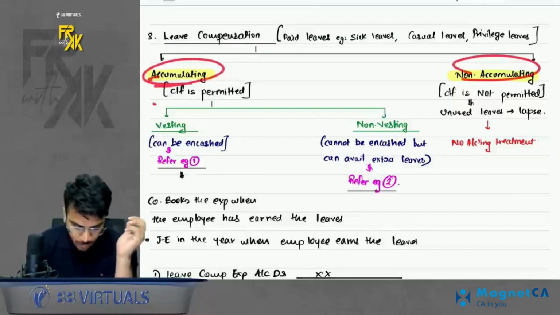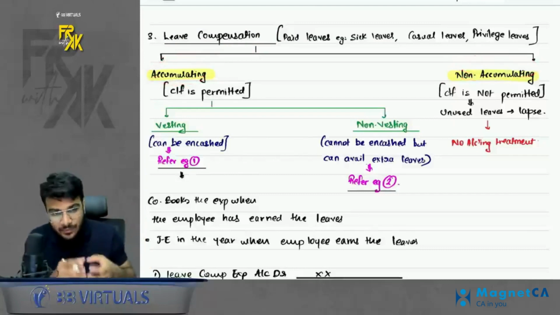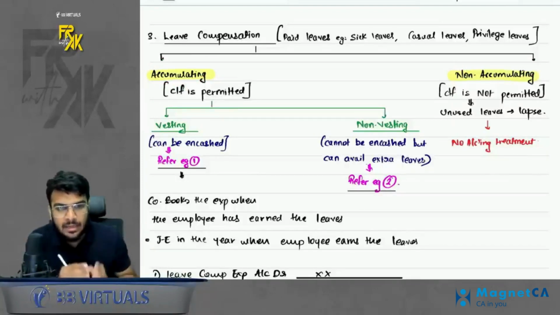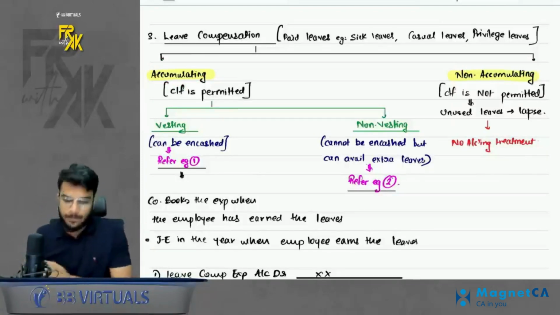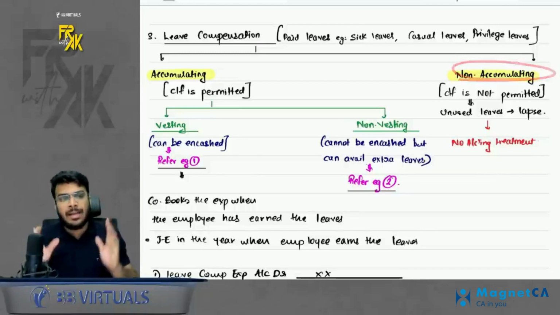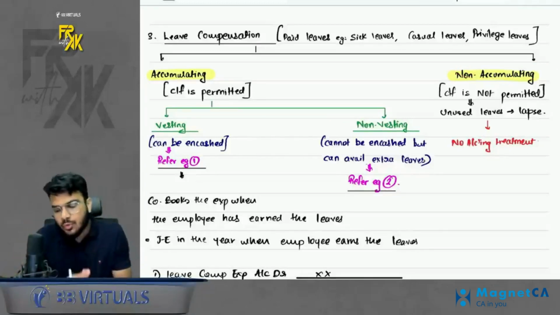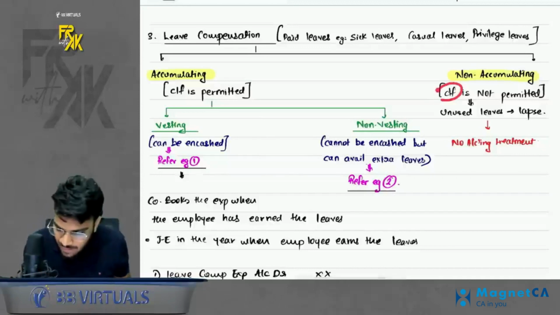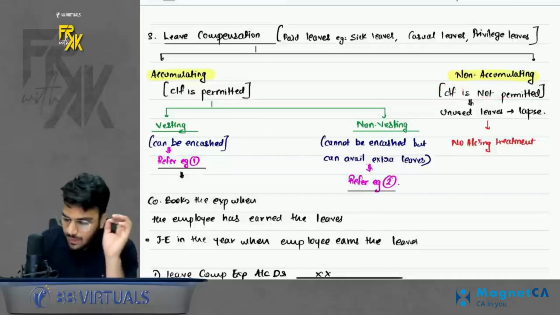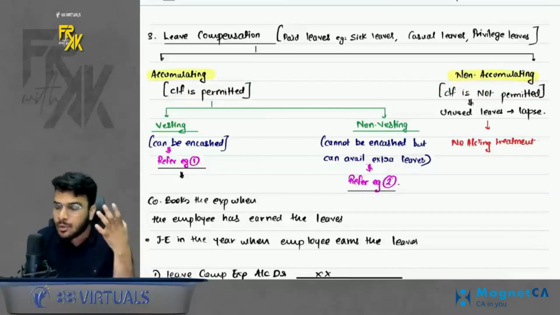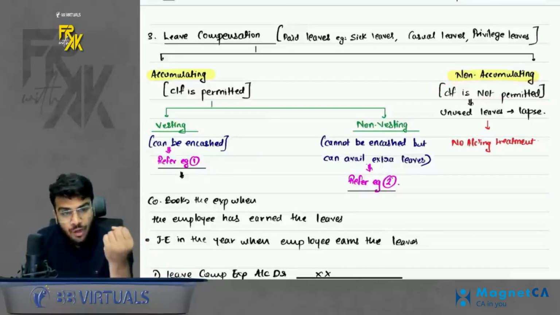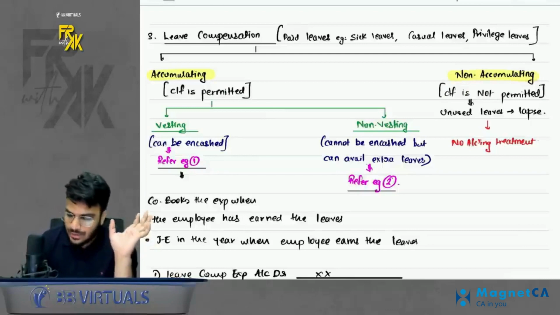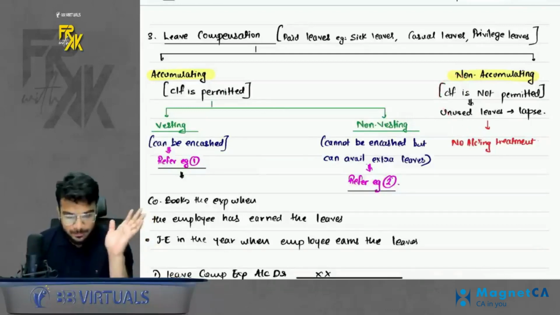What is the meaning of accumulating? If you have any leaves which you did not utilize in the current year, you can carry forward to the next year. What is the meaning of non-accumulating? It means if you have any leaves which you earned in the current year and you did not utilize, you cannot carry forward it to the next year. Carry forward is not permitted here. So if you use it in the current year, very good. If you did not use it, it will lapse. So there is no accounting treatment to be done here.